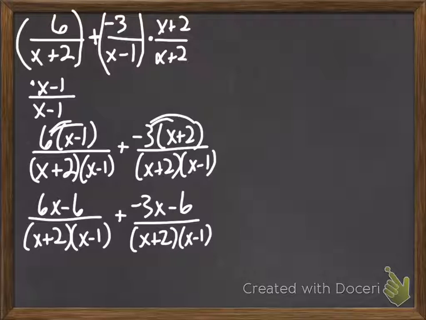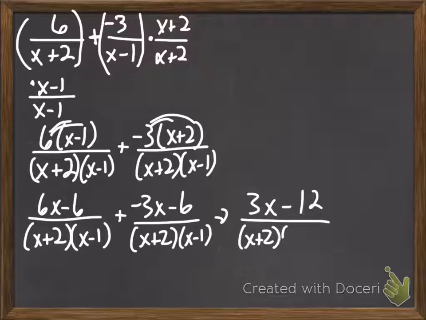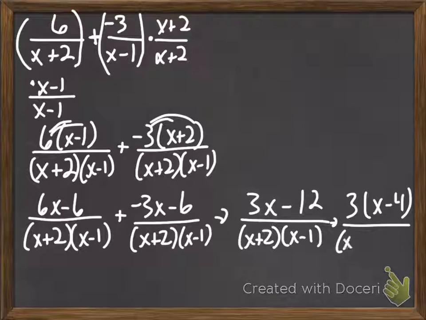Now we get to combine our like terms, and we get 3x minus 12 over our x plus 2 x minus 1, and we can factor out a 3, so we get 3 times x minus 4 over x plus 2 x minus 1. So it's a little bit lengthy, but again, it's just a bunch of little steps.